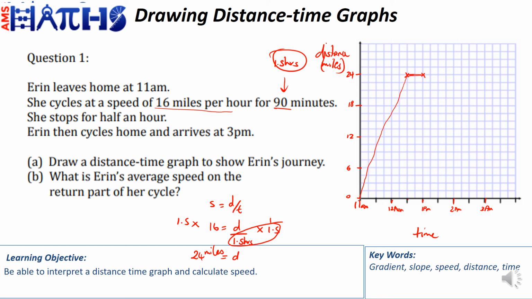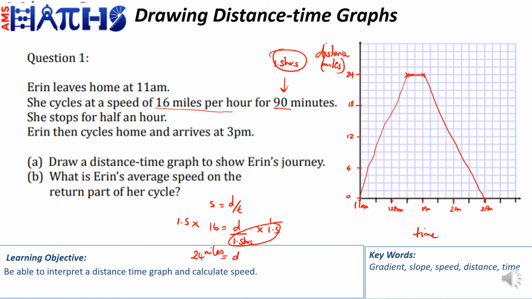It then says Erin cycles home and arrives at 3 p.m. So we'll just come from it. It didn't say at what speed, but we do know that she's traveling from 24 miles away from home, and she should be arriving home at 3 p.m. So we take a ruler and connect that, and that's where she would end up. So that is the distance time graph that we need to have.